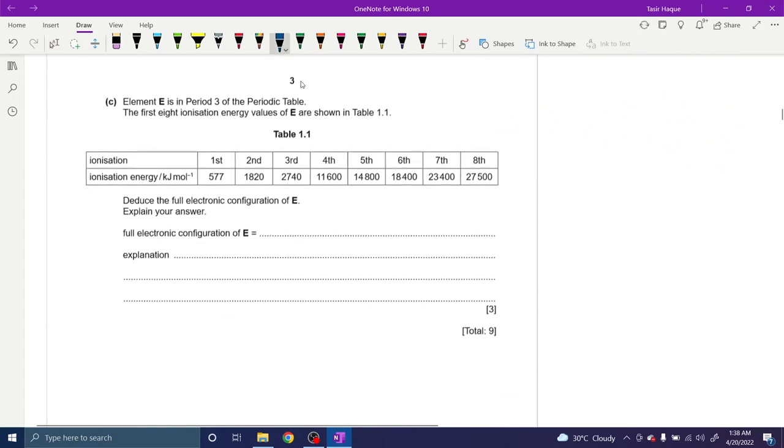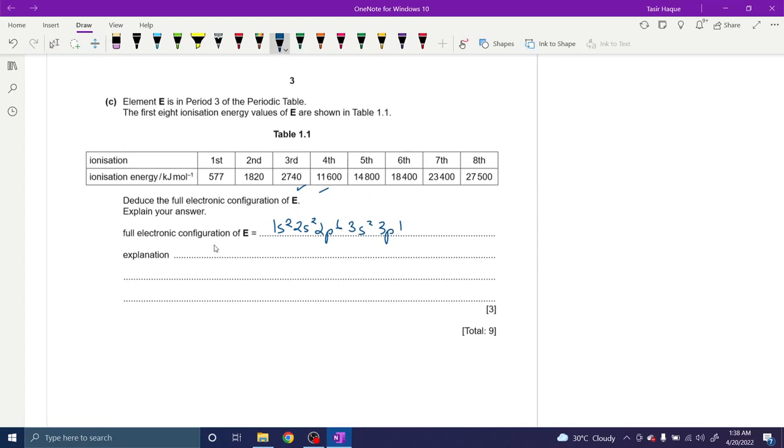what's the electron configuration of E? It's in the third period, right? So it's going to be 1s2, 2s2, 2p6, right? Now, check this. There is a huge jump in ionization energy between the third and fourth one, right? As a result, it should be 3s2, 3p1, since it has 3 electrons in its valence shell, right? Due to this huge jump. That is what we need to say, right?